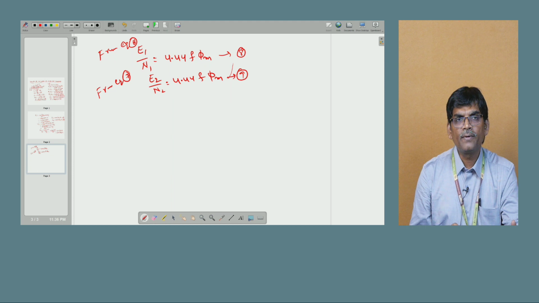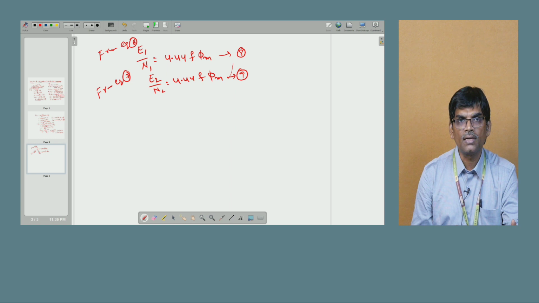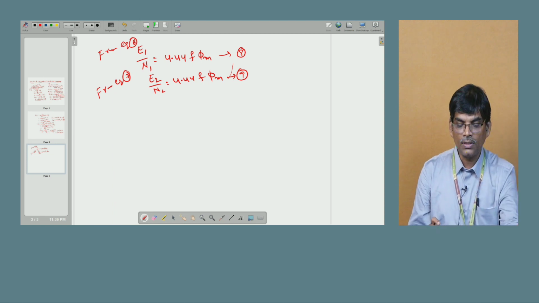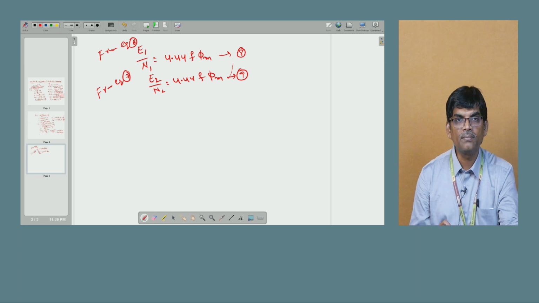So we observed that, from either the primary side or the secondary side, the induced voltage per turn is equal to 4.44 times frequency times flux. This is the quantity. If the number of turns in the secondary is more compared to the primary, the transformer may act as a step up transformer.